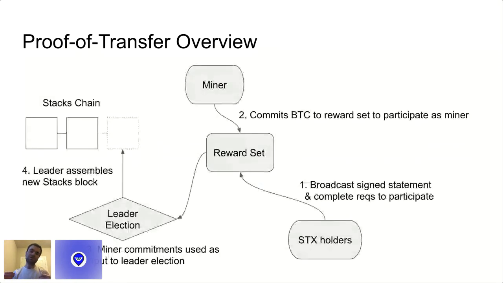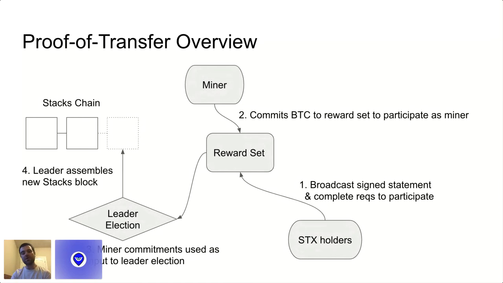So if we return to this high-level overview of how the network makes progress, it looks pretty similar, but there's an additional step. In this step, current holders of Stacks broadcast some signed statements and complete some requirements, like locking up their Stacks, in order to be included in the reward set. Once Stacks holders have gotten included in the reward set, miners who are interested in building the next block on the Stacks blockchain will commit Bitcoin to addresses chosen out of the reward set.